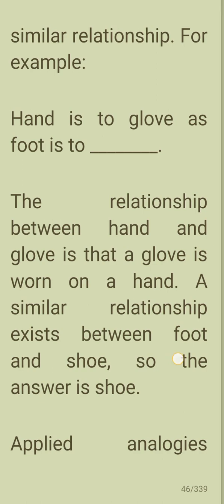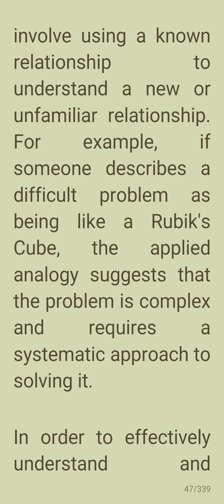Next, applied analogues involve using a known relationship to understand a new or unfamiliar relationship. For example, if someone describes a difficult problem as being like a Rubik's Cube, the applied analogue suggests that the problem is complex and requires a systematic approach to solve it.